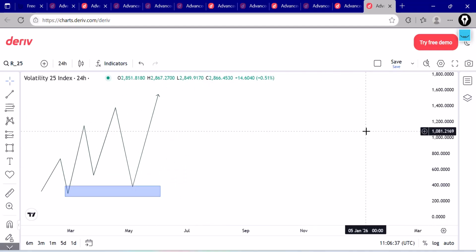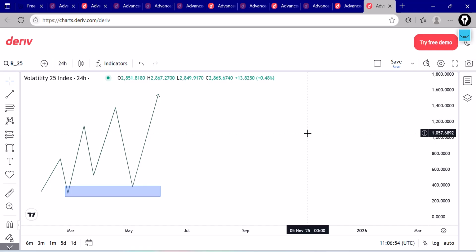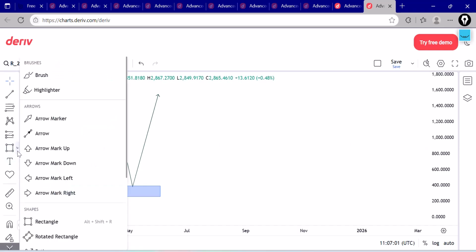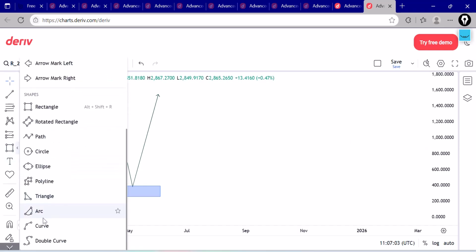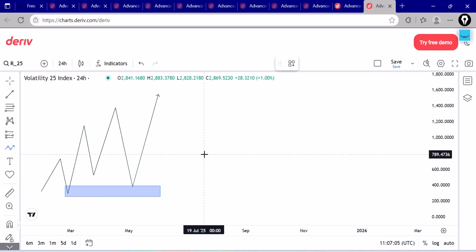So the same thing with the supply zone. What's a supply zone? A supply zone is an area where selling pressure pushed price down. So it forms when price rises in an area and then sharply moves down. What this shows is that smart money places big sell orders there. So traders look to sell when price returns to the zone. So now let's give an example of that. Example of a supply zone.